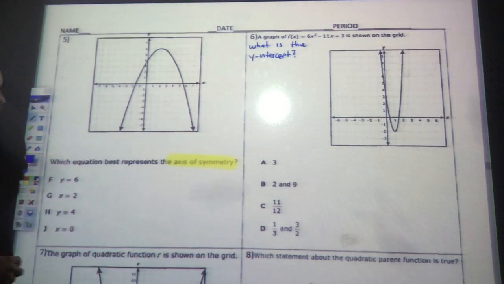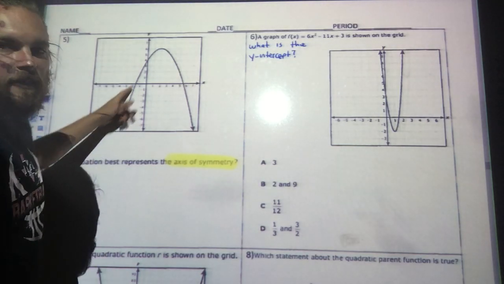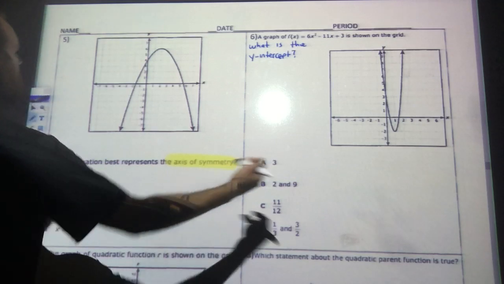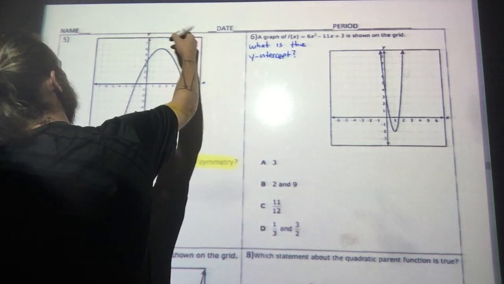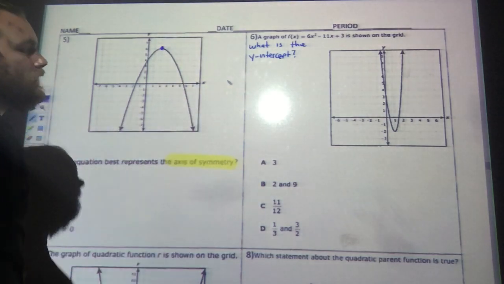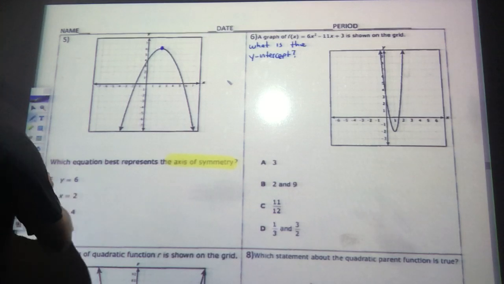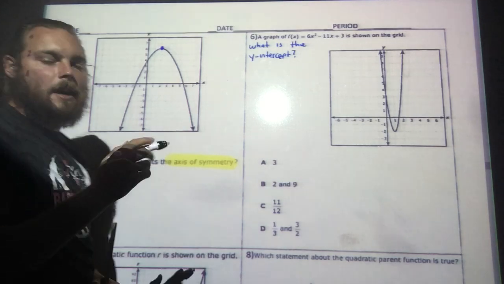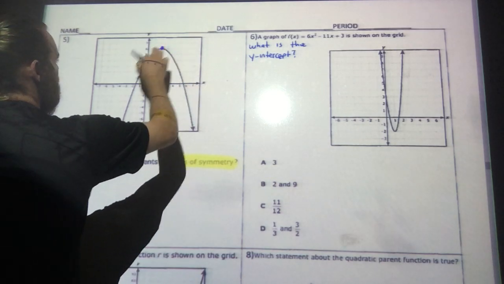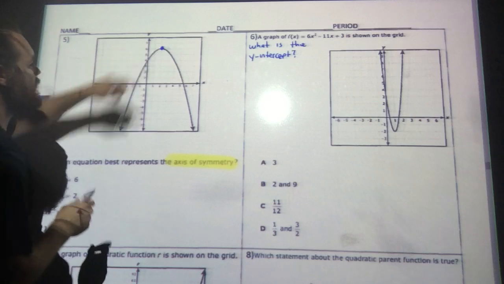All you have to do is find that maximum or minimum point. In this case, we have a negative parabola because it's going down, so we have a maximum point. So I'm going to go up to the very top point and identify it as my maximum or minimum, in this case, a maximum. Remember, the axis of symmetry is that imaginary line that cuts right down the middle of that parabola. The maximum or minimum point tells you where that point is.